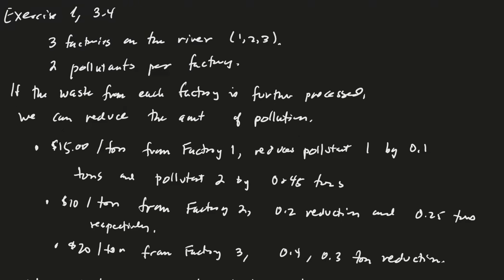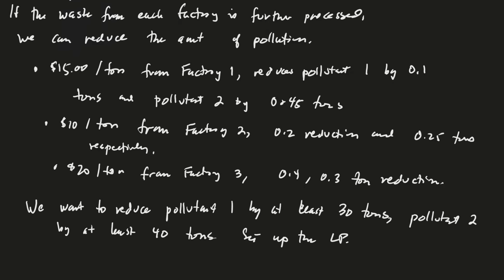Alright, so here's example 1, or exercise 1 from section 3.4. We have 3 factories on the river, factories 1, 2, and 3. Each factory is producing 2 pollutants. If the waste from each factory is further processed, we can reduce the amount of pollution. Right, so how are we going to do that? If the waste is further processed, we can reduce the amount of pollution by processing the waste further.